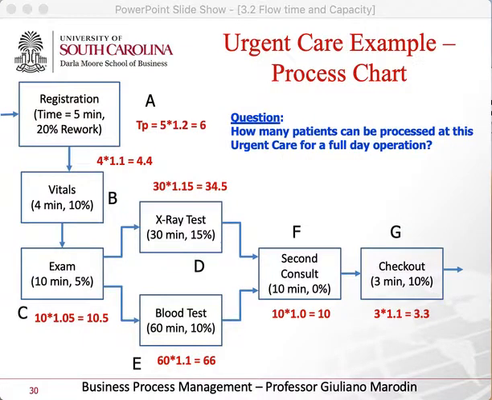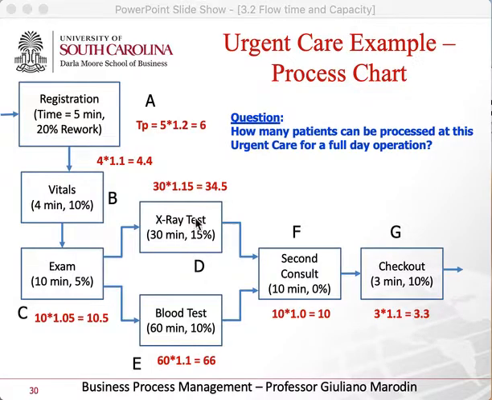Okay. So take a look at this urgent care example here. We have these process steps A, B, C, D, E, F, and G. First is registration. So you have the task time here of 5 minutes with 20% rework. You have checking vitals 4 minutes, 10% rework. Exam 10 minutes, 5% rework. And you know the work content, you just multiply by 1 plus the rework, right? So 1.2 multiply by 1.1, multiply by 1.05, and you get the work content of that activity.